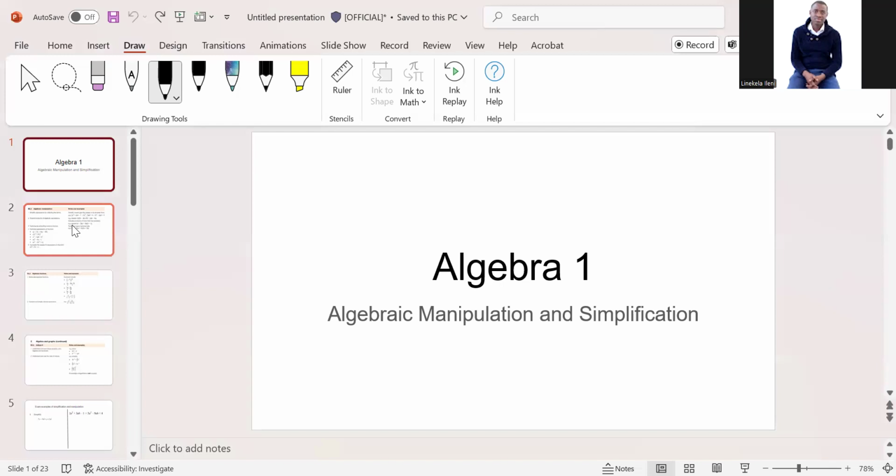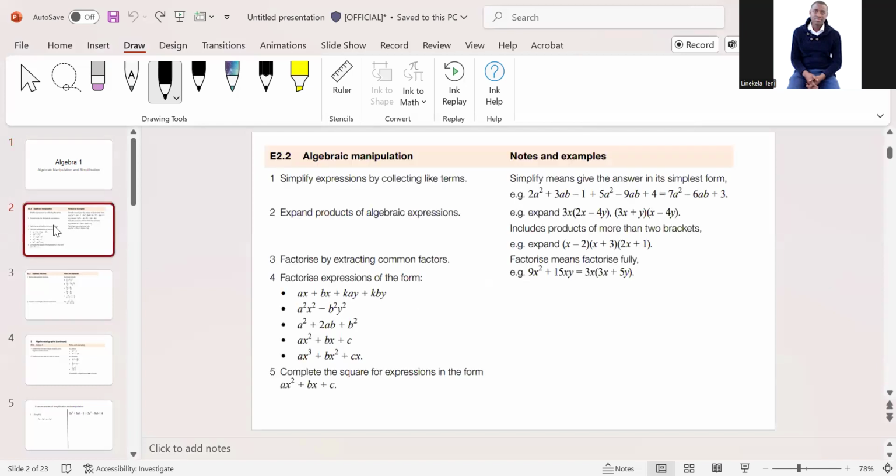Before we delve into any problem solving, it's always very important that you study with your syllabus. The syllabus tells you exactly what you need to do. You're already told in this case to simplify expressions by collecting like terms. So in any expression where you're expected to collect like terms and add them, subtract them, or multiply them, you end up with a simplified version.